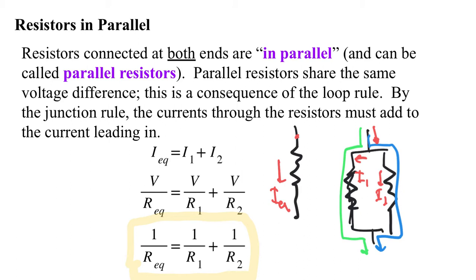Textbooks really, for whatever reason, like to combine this and say, oh, so the equivalent resistor is something like R1 R2 over R1 plus R2, which is what this ends up like. That's the same thing, but I find that far less useful. It's easier to say that the reciprocals of the resistances add to become the reciprocal of the equivalent resistance.